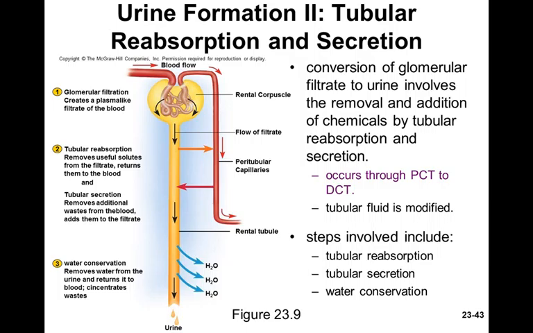Now this process involves removing some chemicals and adding some chemicals back into the blood. This occurs from the PCT, which is the proximal convoluted tubule, down to the DCT, which is the distal convoluted tubule. And through this area is where this tubular fluid is actually modified. Now the steps include tubular reabsorption, tubular secretion, and water conservation. So those are the three steps for forming urine.